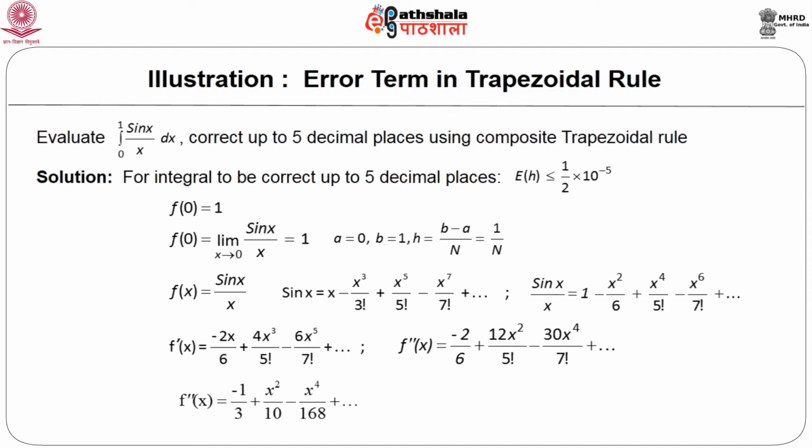In this case, E_h is less than or equal to half into 10 raised to minus 5. At 0, sin x by x as such is not defined, but the limit as x tends to 0 of sin x by x is 1. So, the integrand can be assumed to be 1 at the point 0. So, here again a is 0, b is 1, h is 1 by n, and a similar exercise we do. So, our E_h is (b minus a) by 12 into h square into M.